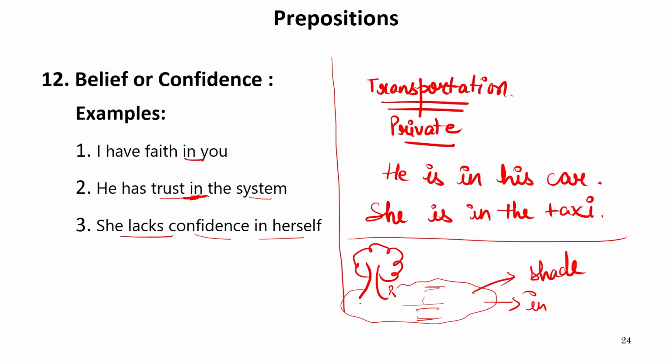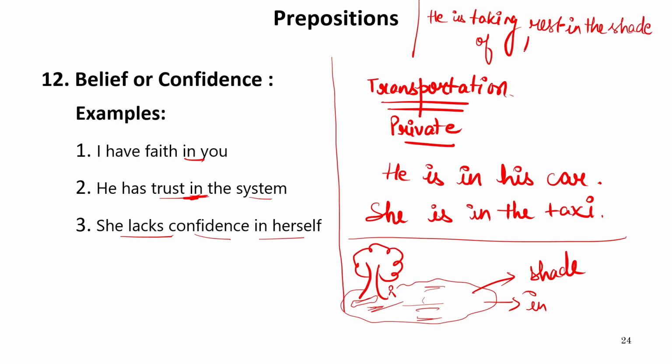Suppose a person is lying over here and he's lying in the shade of the tree. So we can say he's lying in the shade of the tree. For example, I can say he's taking rest in the shade of the tree. So in this case, we use in and not under. But if we talk about the tree, we can use under the tree.